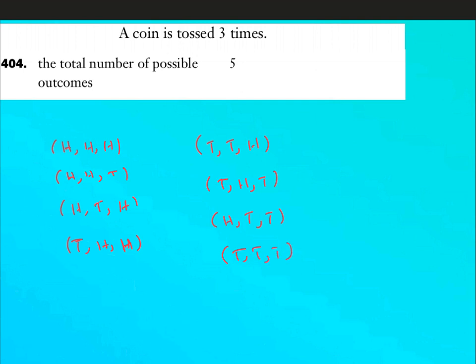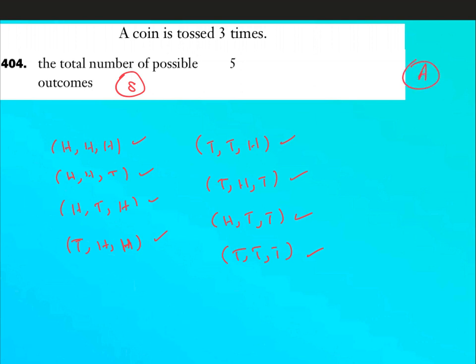So I went in order. I start off with 3 heads, then I went on to 2 heads, then I came to 1 head, and then no heads. So this is just the listing process. If I count these outcomes, these are 8 different outcomes. So I'm comparing 8 to 5, and that's clearly quantity A greater.